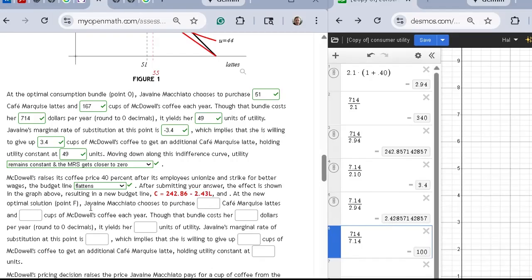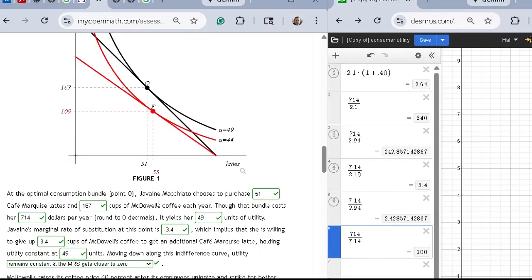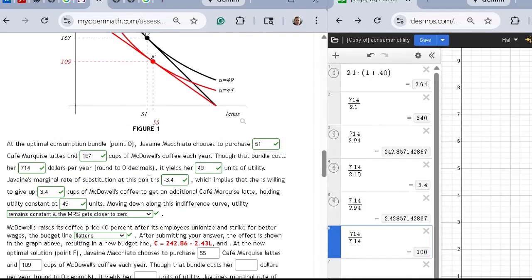At the new optimal solution point F, she consumes 55 lattes and 109 coffees. And that's because the price of coffee went up. When the price of coffee goes way up, her consumption of coffees goes way down. The interesting thing is she ends up buying more lattes. And I think that's because if the coffee price is higher, it's much closer to the latte price, then it makes the lattes more affordable, so she purchases more lattes.